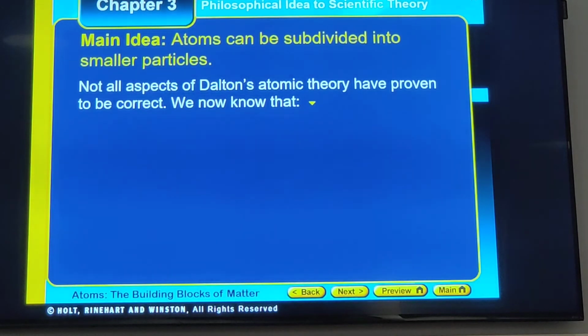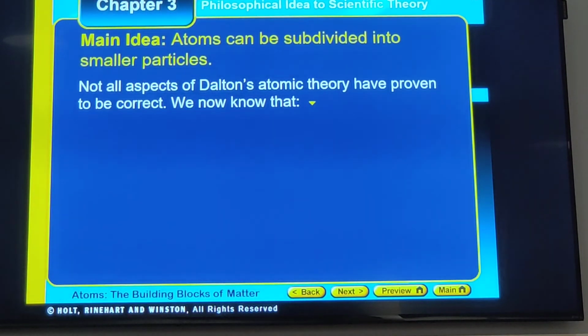Now, atoms can be subdivided into smaller particles, okay? What are the smaller particles that make up an atom that you already know? Yes. Electrons, protons, neutrons. Good, okay? So we know, for instance, that atoms can be subdivided. So that's one piece of Dalton's theory that said that atoms cannot be subdivided. We've actually shown that to be not true today, okay?